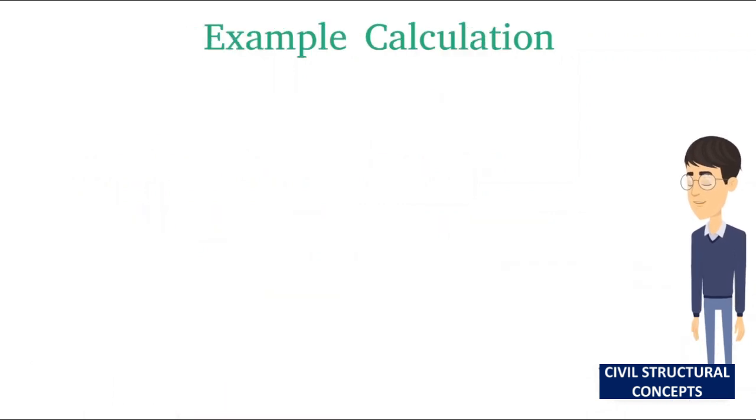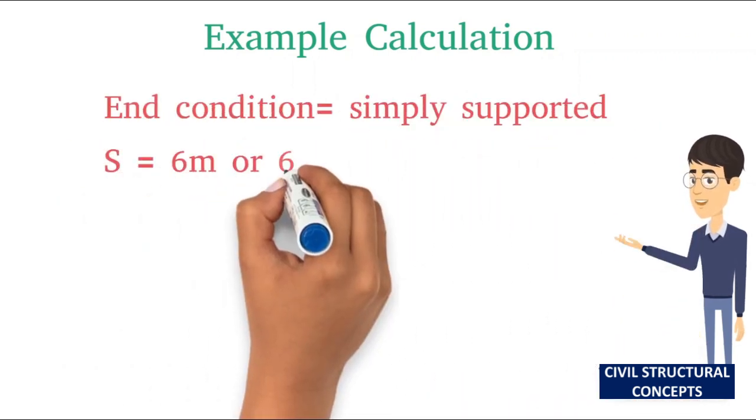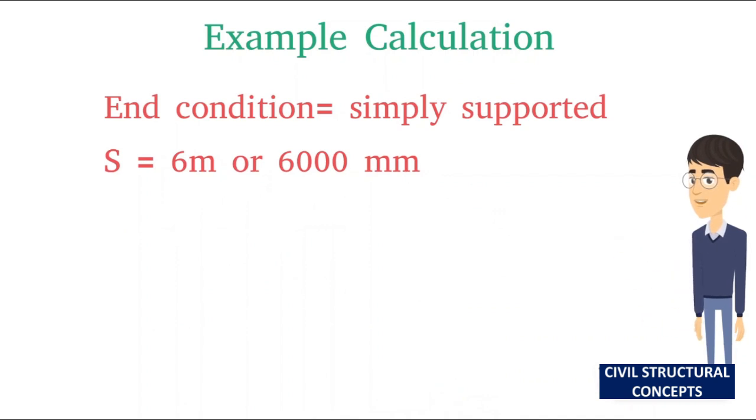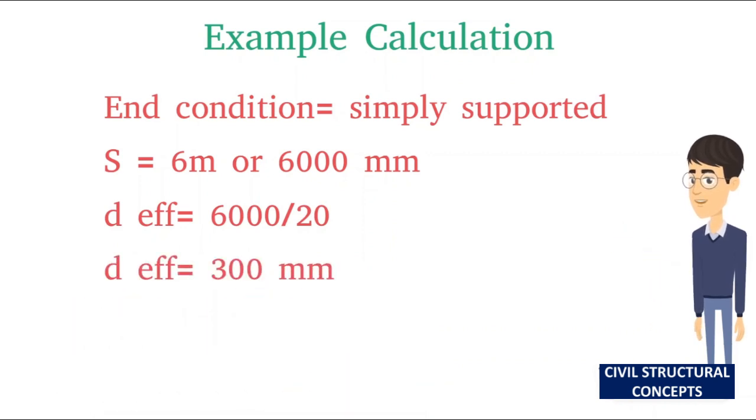Let us understand this with a simple example. Assume a simply supported beam with a span of 6 meters, which is 6000 millimeters. Using IS 456, the effective depth will be 6000 divided by 20, which is 300 millimeters. So the approximate effective depth of the beam should be around 300 millimeters.